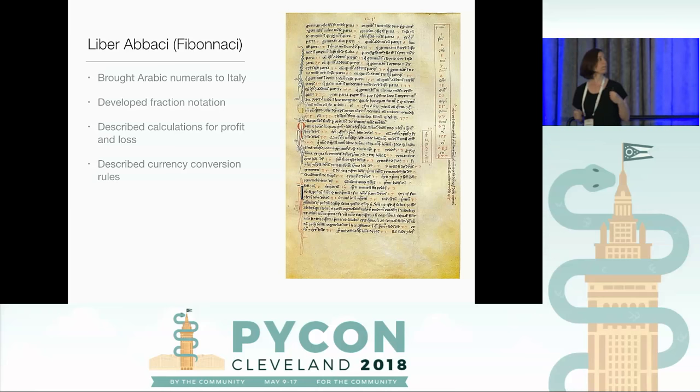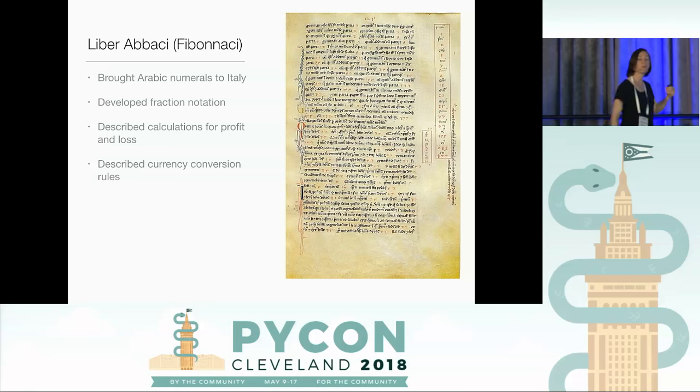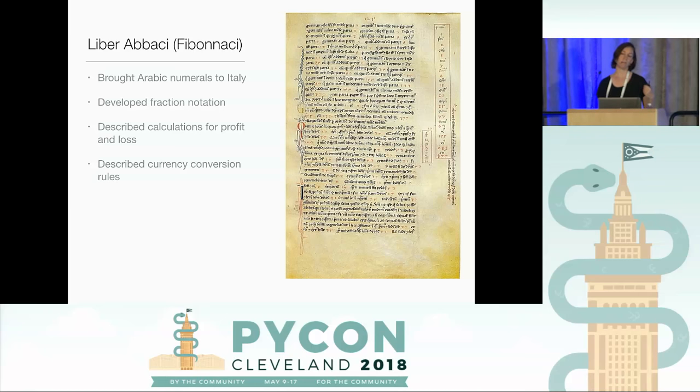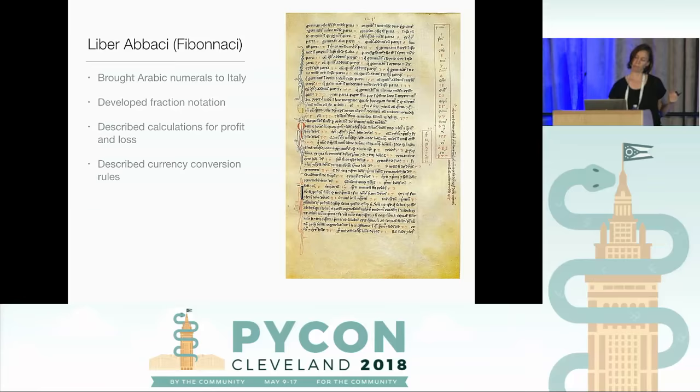He also described calculations for profit and loss and described currency conversion rules. And both of those things were things that allowed commerce to flourish and develop in northern Italy over the next 300 years. It facilitated profit sharing and complex business partnerships and allowed multinational trade to flourish.